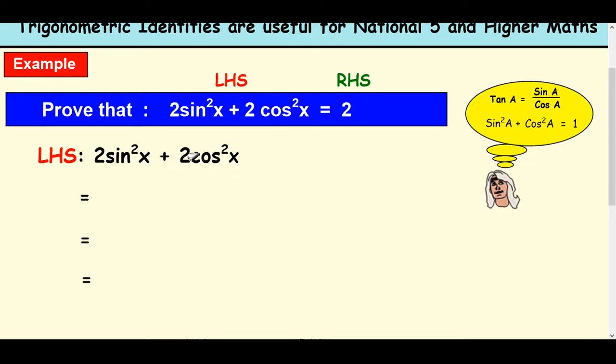Now, the first thing I'm going to do here is isolate the 2. I can see a 2 is common to both bits, so I'm going to factorise this. So I'm going to pull out a 2. So 2 bracket sine squared x plus cos squared x. Now, using this trig identity here, I know that this bit comes to 1. So basically, I'm doing 2 times 1, and that's going to give me the right-hand side, which is 2. And that's me. I've proven that works. I messed about with it a wee bit by factorising, by substitution, and then I got my right-hand side.